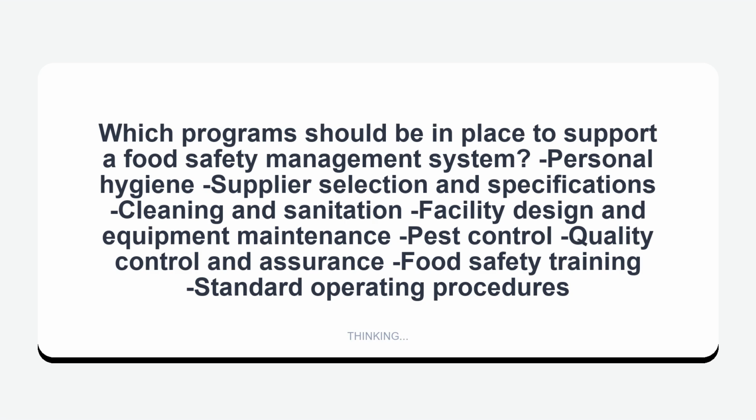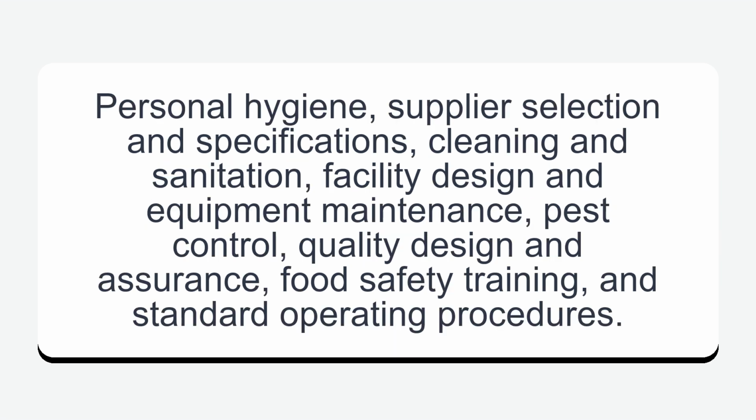Which programs should be in place to support a food safety management system? Personal hygiene, supplier selection and specifications, cleaning and sanitation, facility design and equipment maintenance, pest control, quality control and assurance, food safety training, and standard operating procedures. Answer: all of the above programs.